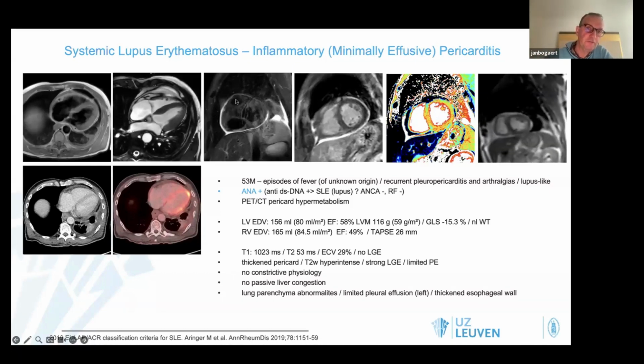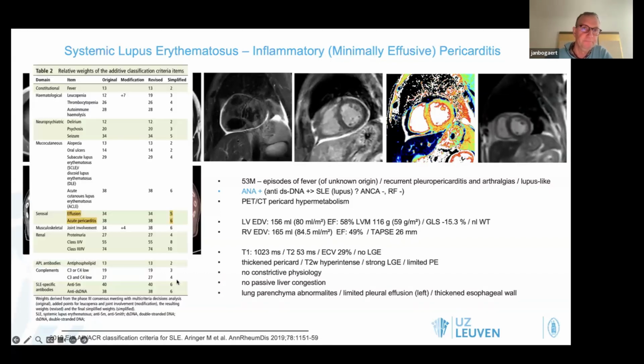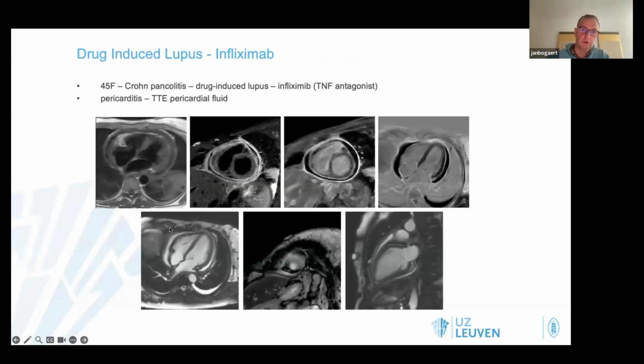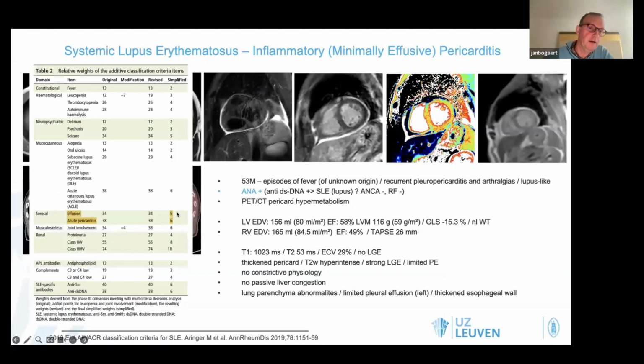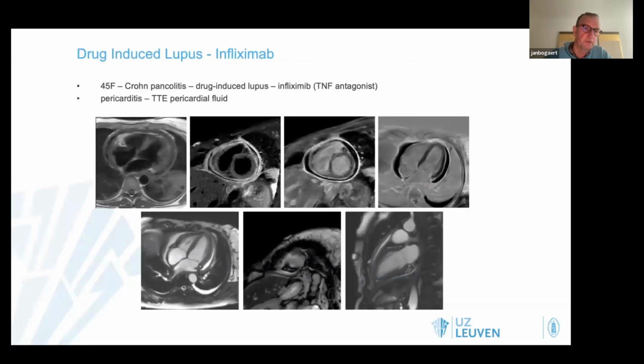And he presents with, let's say, an acute inflammatory pericarditis with thickening of the pericardial layers, pericardial edema, strong enhancement, but the rest of the heart looks quite okay. And if we look at the criteria defined by EULAR and the American College of Rheumatology, we see that the pericardial effusion and acute pericarditis account for 5 and 6 points, and you need a total of 10 points to make the definite diagnosis of systemic lupus.